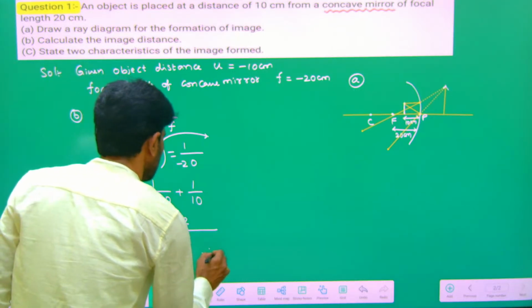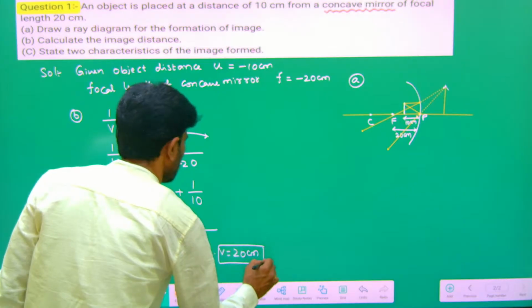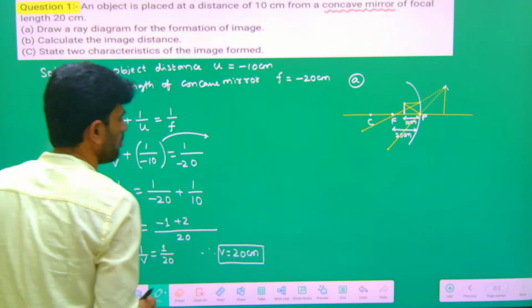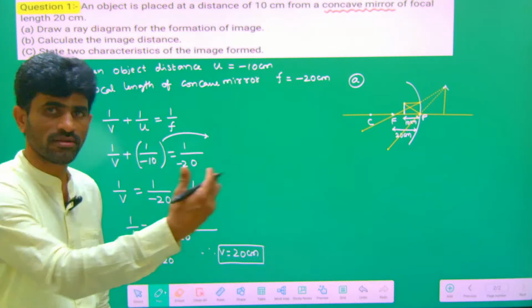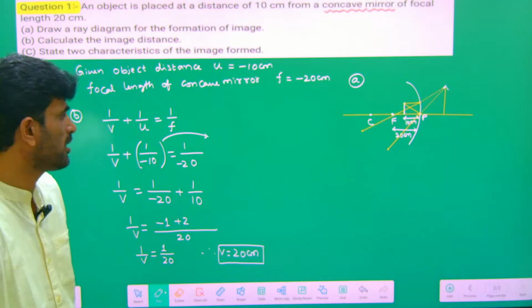So therefore, by this we understand the image is forming behind the mirror. Whenever it is forming behind the mirror, it is virtual and direct.